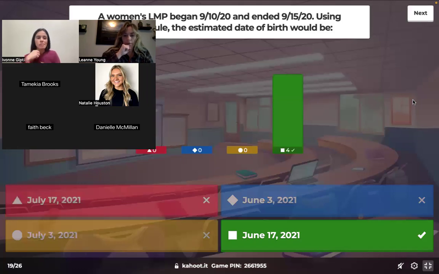Yep, so this would be June 17th, 2021. I would definitely make note that you guys are gonna need to know Naegele's rule on your exam. So know that formula, right? It's adding a year to the last menstrual period, subtracting 3 months, and then you add 7 days. So I definitely know how to do that for the test.